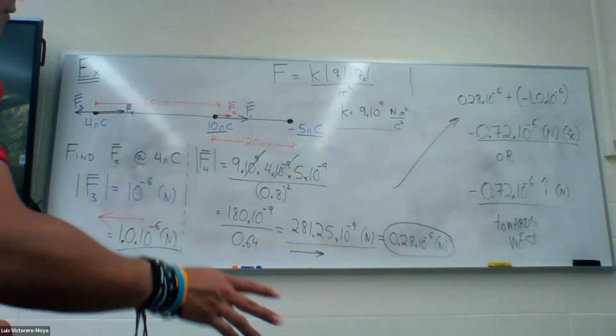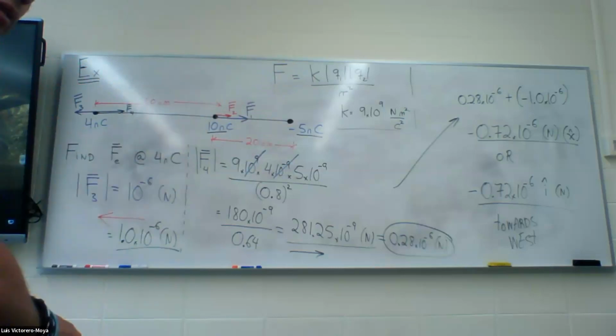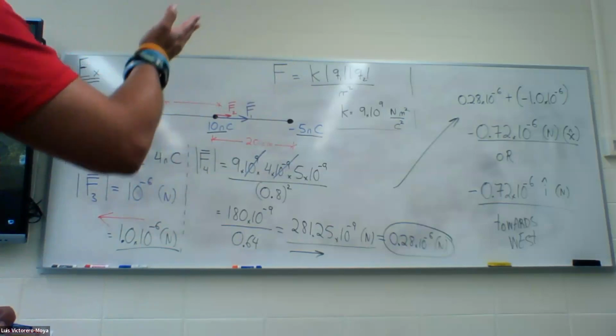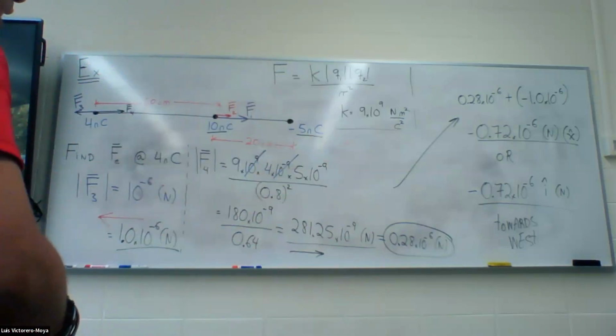The main difference between the examples here and the web assignment are the numbers. So be careful with the numbers they give you. They're going to give you the same sort of units in terms of centimeters, micro or nano coulombs, all right?